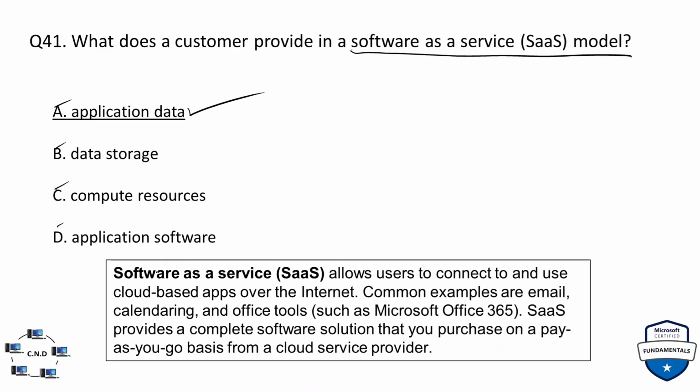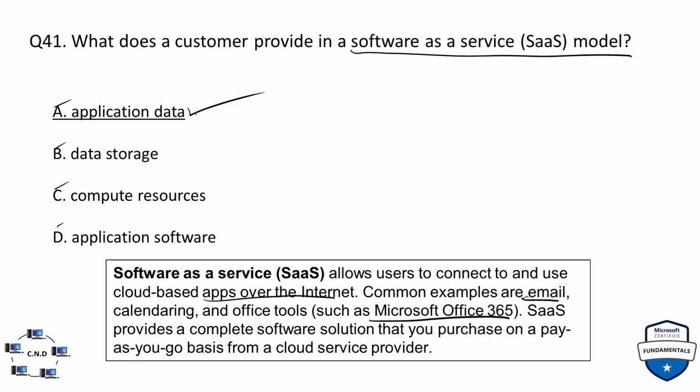Here is the explanation. Software as a service allows users to connect and use cloud-based applications over the internet. Common examples are email, calendaring software, and office tools such as Microsoft Office 365. So these applications are already installed and available inside the cloud. You don't need to install or develop or manage any of these applications. The SaaS provides a complete software solution that you purchase on a pay-as-you-go basis from a cloud provider.